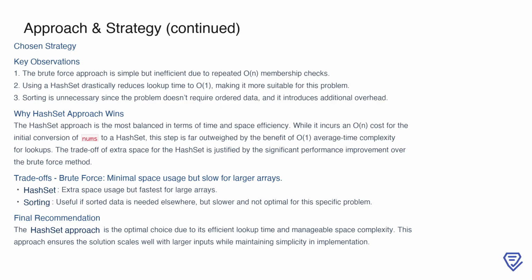The hash set approach strikes the right balance between time and space efficiency. Converting the array to a hash set takes O(n), but the fast O(1) average lookup time ensures that the solution scales well with larger inputs. While it does use extra space for the hash set, this trade-off is justified by the significant performance improvement. For these reasons, the hash set approach is the recommended strategy: fast, efficient, and simple to implement.